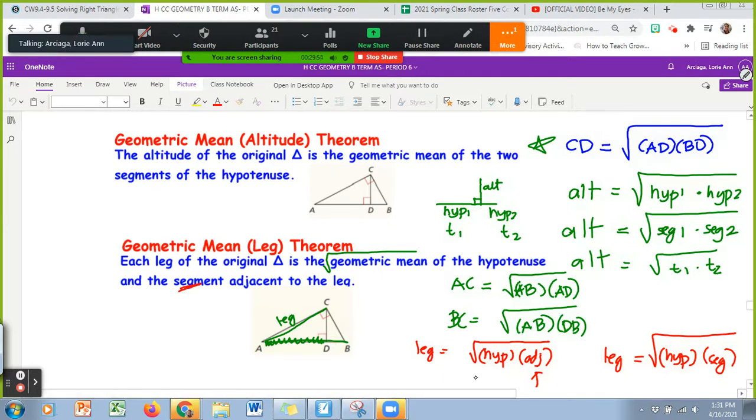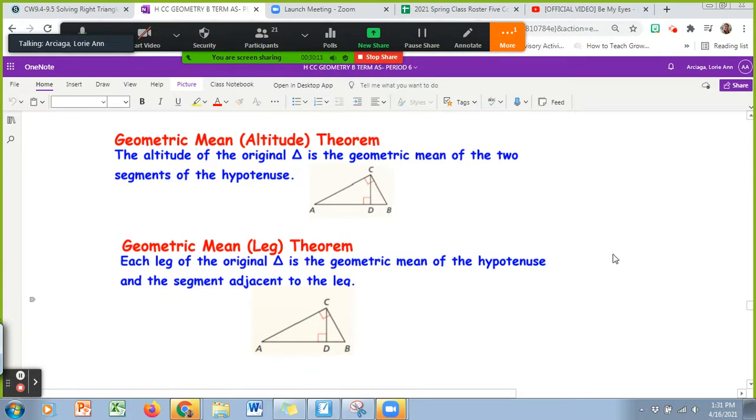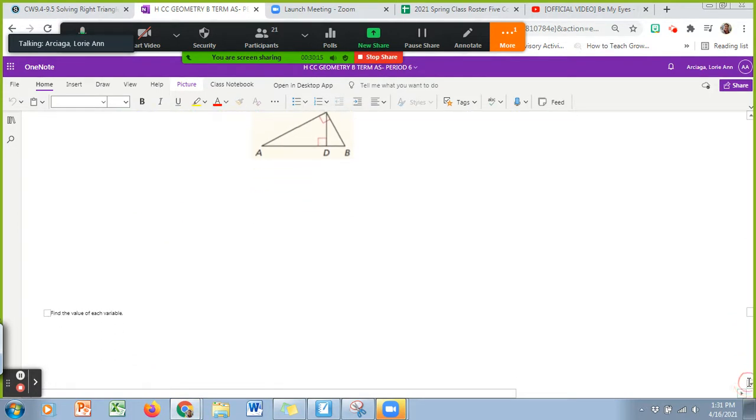Okay. So what I'm going to show you next is how to use these in actual triangles, okay? So I'm going to clear this ink. You memorize it however you want to memorize it. Just make sure you're memorizing it correctly, okay? Use words that make most sense to you.